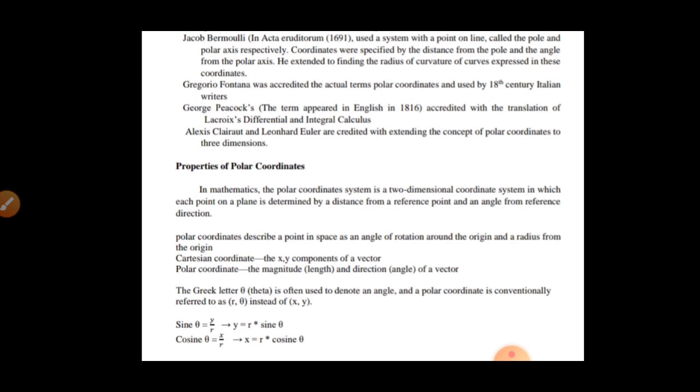Sine theta is equal to y over r, that's y is equal to r sine theta. Cosine theta is equal to x over r, that's x is equal to r cosine theta.